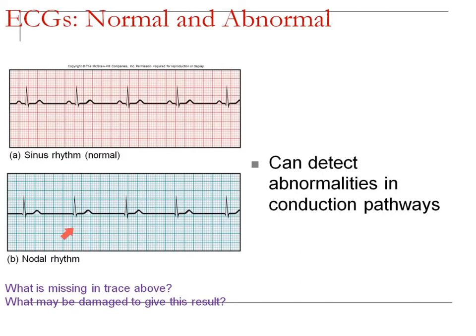So now let's look at this one. Take a peek and think about what's missing. What's missing? What's missing is the P wave. So there's a QRS and a T, but there's no P. So what does that mean? SA node's probably gone. Okay, so this heart rate's going to be a little bit slower because now the AV node is setting the pace. So that's a nodal rhythm. That's an example of how this can be used.